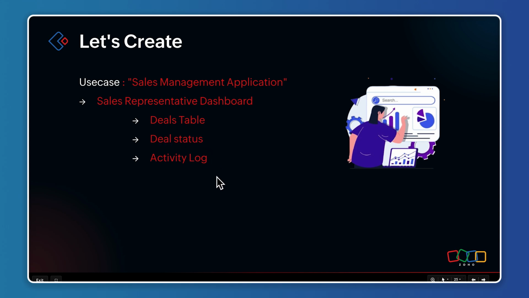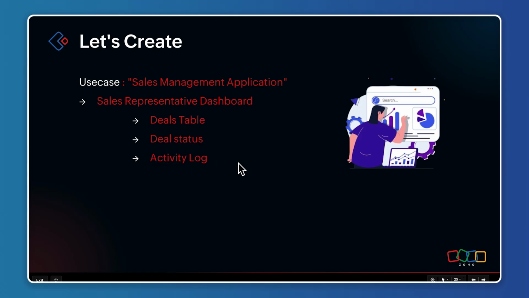So every deal will have a different status, like whether it might be a new deal, or a qualified deal, or even a converted deal, right? So that is something we can check within the dashboard itself. And then we have the activity log.